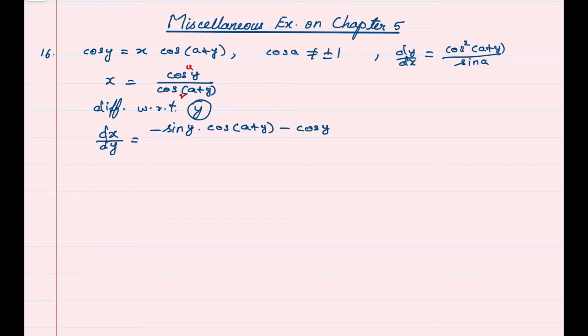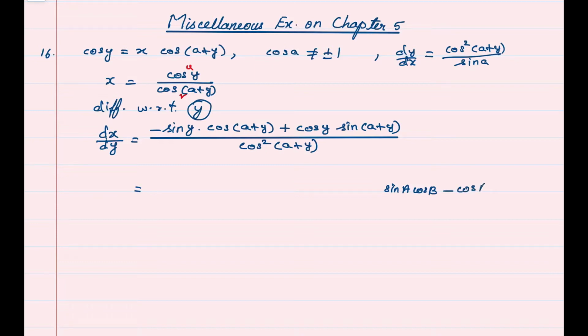Differentiation of cos is minus, so minus of minus plus sine of (a plus y) into derivative of (a plus y), which is 0 plus 1 because y is differentiated with respect to y in this case, divided by v square term, which is cos square (a plus y). The numerator is of the form sin a cos b minus cos a sin b, which is sin of (a minus b).